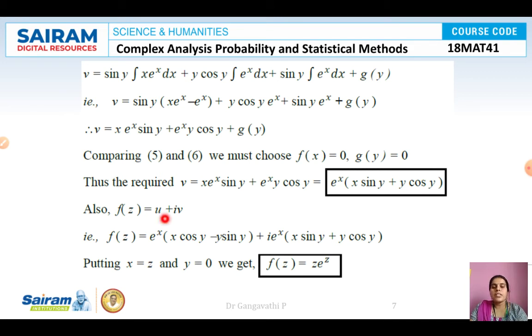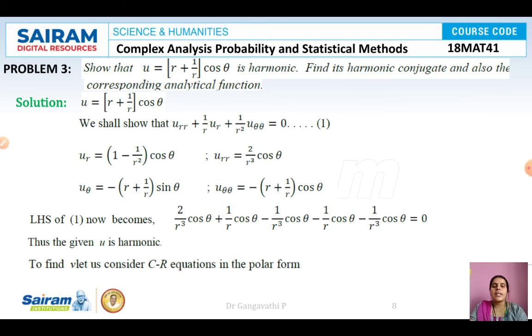And now consider f of z, which is u plus iv, and f of z is equal to, substitute for u, which is the given function, and v what we have obtained, and use the substitution x is equal to z and y is equal to 0. By that we get f of z is equal to z e to the power of z, and that is the required analytic function.